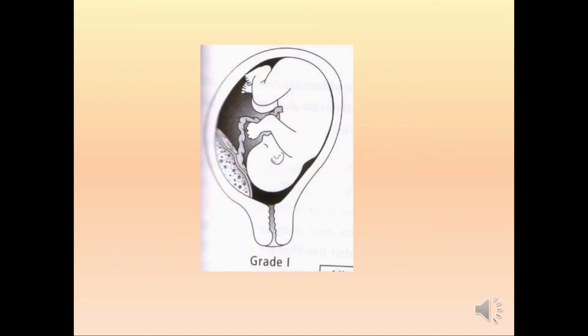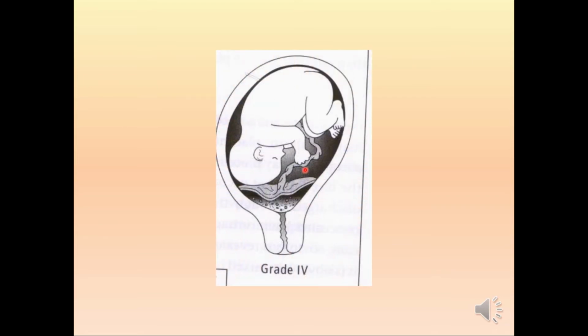Here, as you see, this is grade 1, placenta 2.5 to 3 cm from the internal os. Grade 2 reaches the internal os but does not cover it. Grade 3 covers it when it is closed but not when it is dilated. This is grade 3 placenta previa. Grade 4 completely covers the os even when it is dilated.